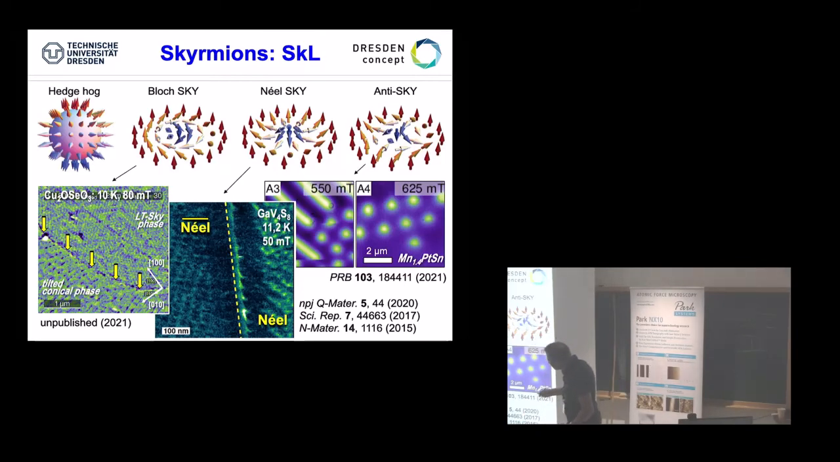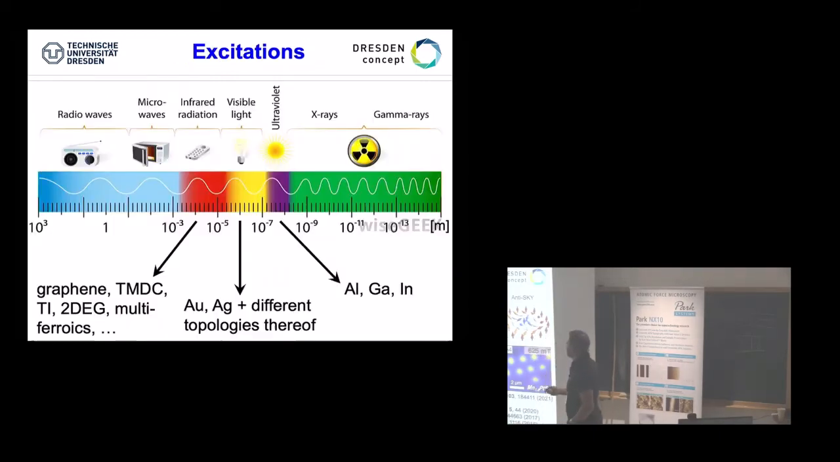So what you see here is exactly such Bloch skyrmions in copper oxide selenide at 10K. This is the low temperature skyrmion phase. We see a domain wall in this GaV4S8 sample, and you see Néel and anti-Néel skyrmions on left and right. And we see anti-skyrmions here, so to say, in this room temperature material, which is called a half-Heusler material, manganese. This is all dissipation. So we can measure this also by dissipative channels. So that was the only thing I wanted to show about magnetism and also about dissipation.